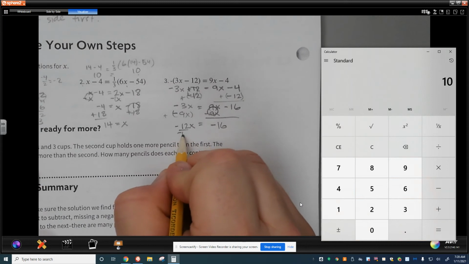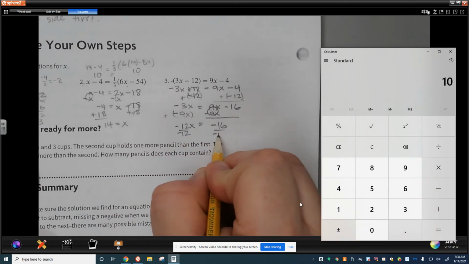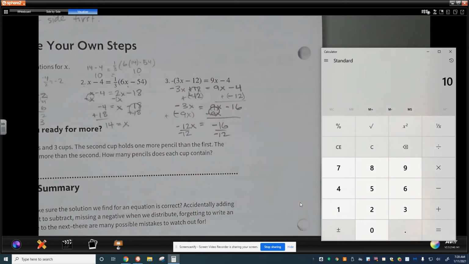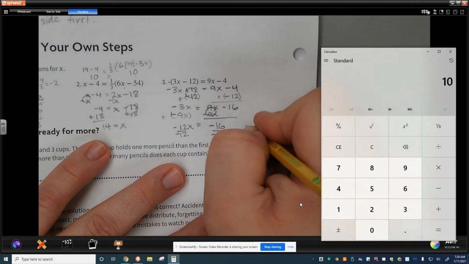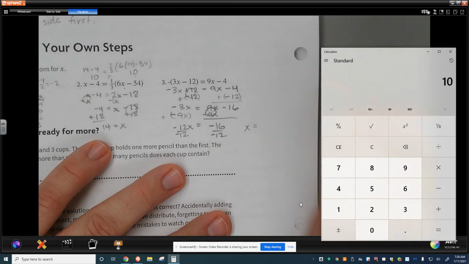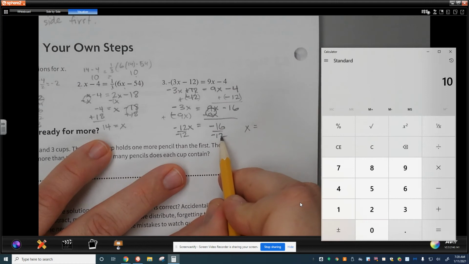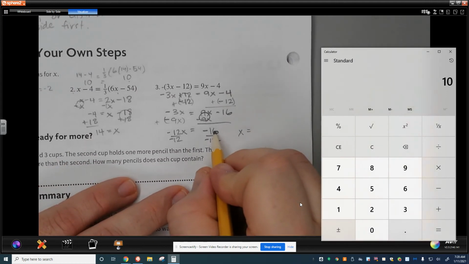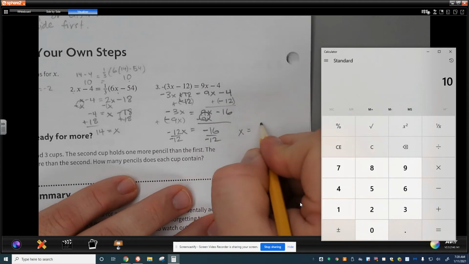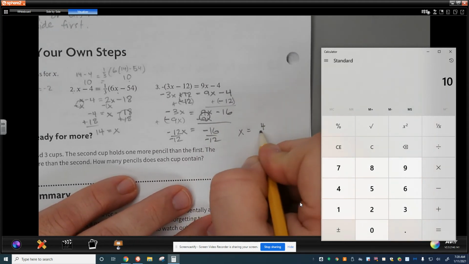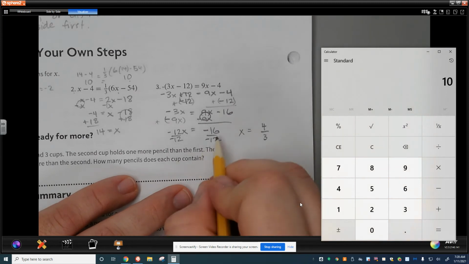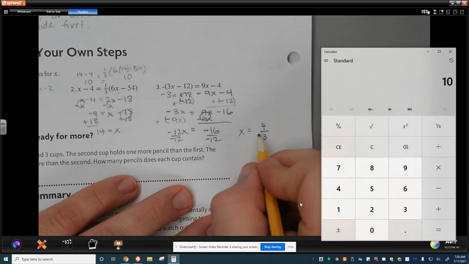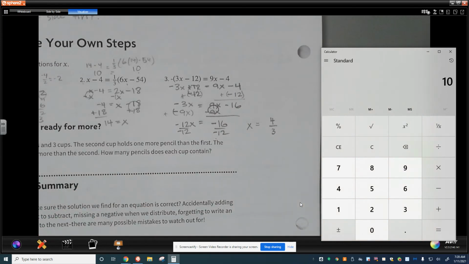I want to divide by negative 12 on both sides. And this isn't going to be very friendly, but we're going to find out if I'm right. Negative 16 divided by negative 12, those both have a common factor of 4. And so if I just simplify, divide by 4 on the top, that's a 4. Divide by 4 on the bottom, that's a 3. And I know that negative divided by negative is a positive, so I think that x is 4/3. All right, let's find out if I'm right.